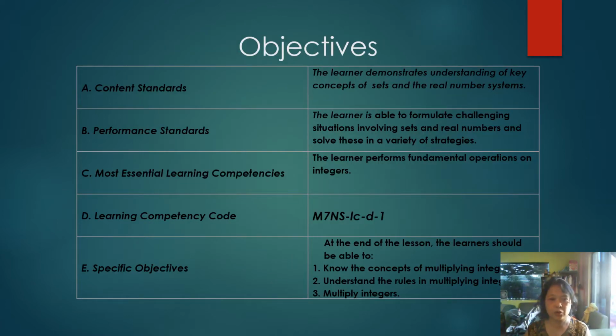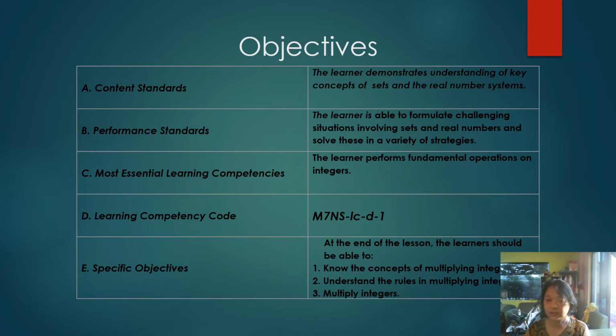So we have here objectives. The learner demonstrates understanding of key concepts of sets and the real number systems, that is the content standard. Letter B, performance standards: the learner is able to formulate challenging situations involving sets and real numbers and solve these in a variety of strategies.